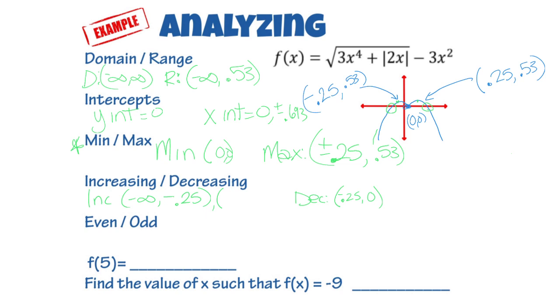We also always use parentheses. We don't get caught up on the bracket versus parentheses on increasing and decreasing parts. So I'm going to say that this is starting to increase again from 0 until I get to a positive 0.25. And then it's back to decreasing from that 0.25 to infinity.